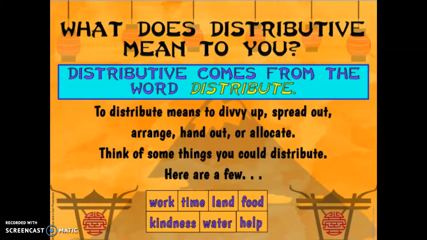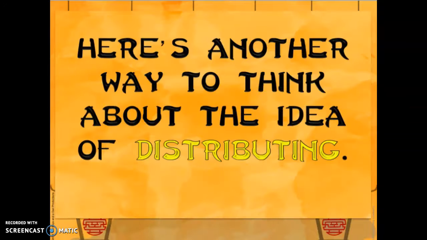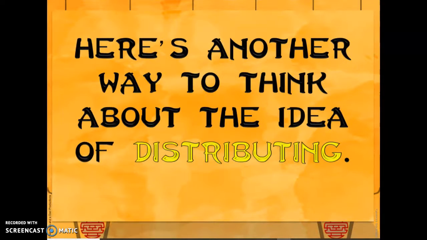Think of something you could distribute. Here might be a few things. Maybe work, if you have to share the work at home with your siblings, or time. Maybe you need to spend some time with your friends, but you also want to spend some time with family. Could be land, food, kindness is a good one, water, or even helping people. So you might have to divvy those up. Here is another way to think about the idea of distributive property. And we're going to be thinking about that using that distributing thought in our mind.